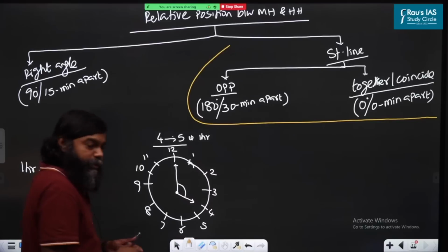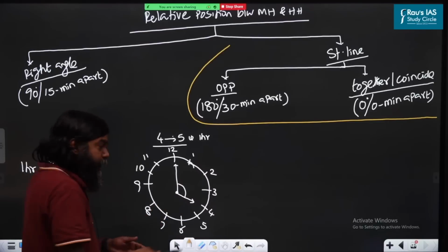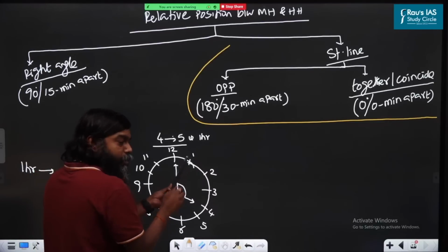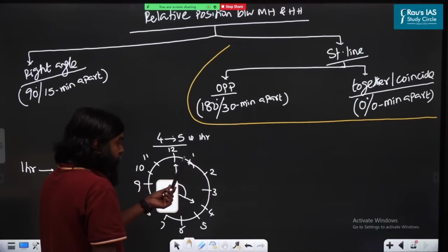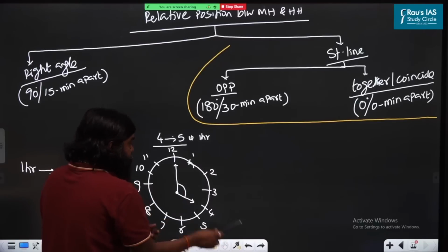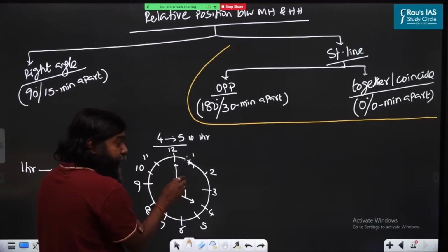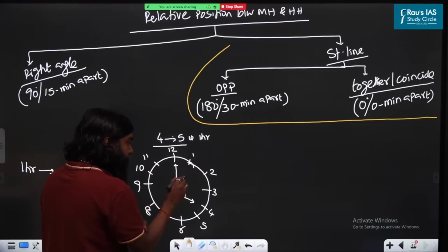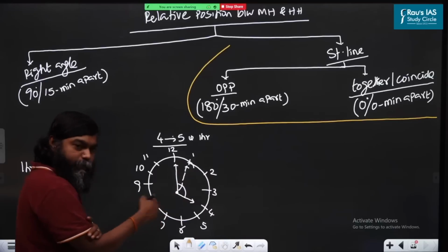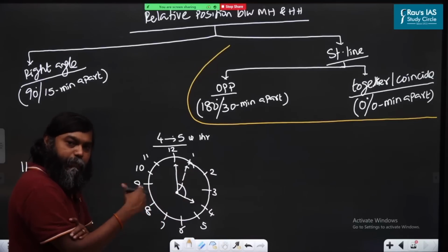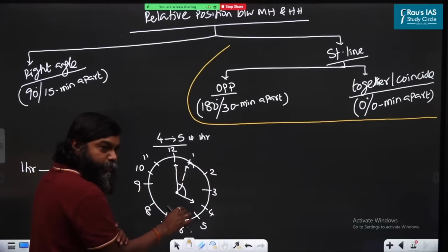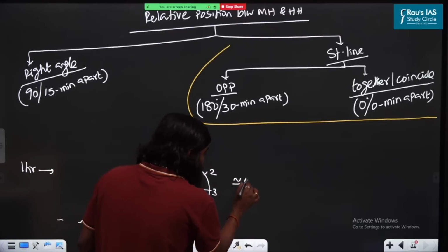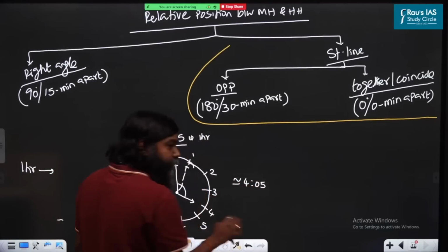Are you understood? Now how much minute gap? If the minute hand moves here, now how much minute gap? I expected somebody would say a 5 minute gap. I am not asking how much the minute hand traveled; that is 5 minutes. But I am asking the gap between the minute hand and the hour hand. So approximately how much minute gap? Approximately 15 minute gap. Why am I using the word approximately? Because the hour hand has moved a little bit more. So approximately at 4:05 there is a right angle, but not exactly.